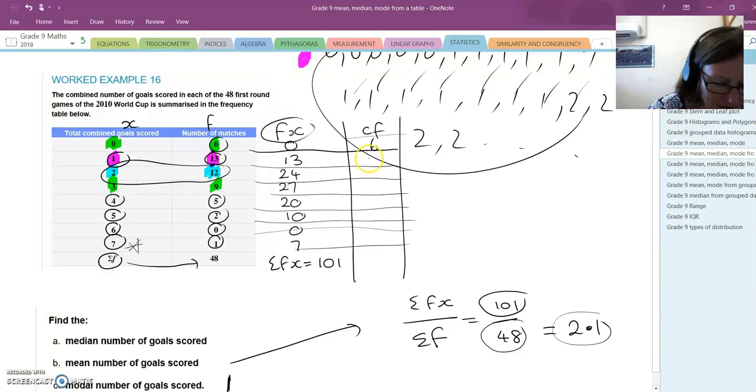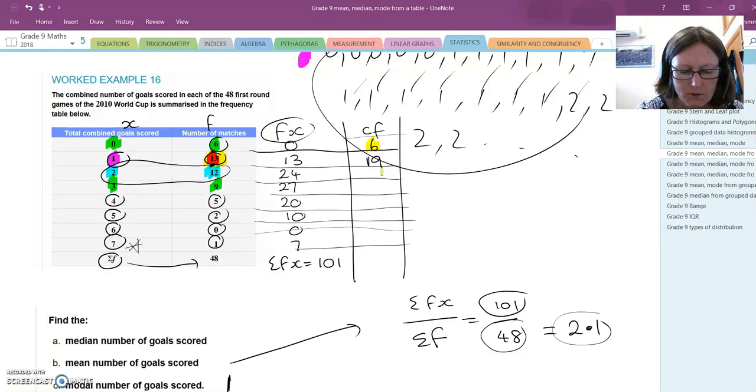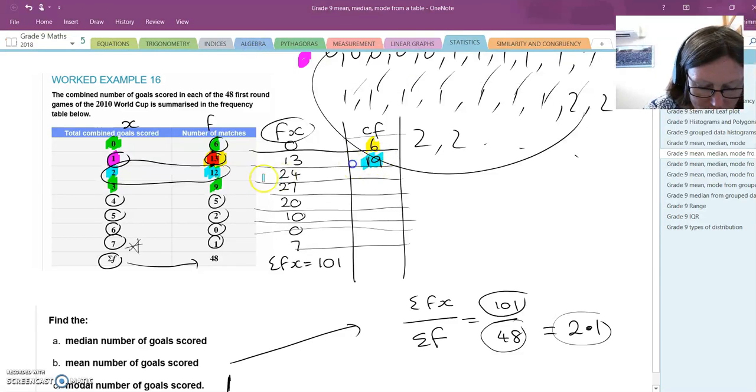I'm going to put 19 here. How did I get 19? I went 6 plus 13. 6 plus 13 gives me 19. So in other words, in 19 games, either 0 or 1 goal was scored. Then I'm going to do 19 plus 12, which gives me 31. What this 31 means is that in 31 games, either 2, 1, or 0 goals were scored.